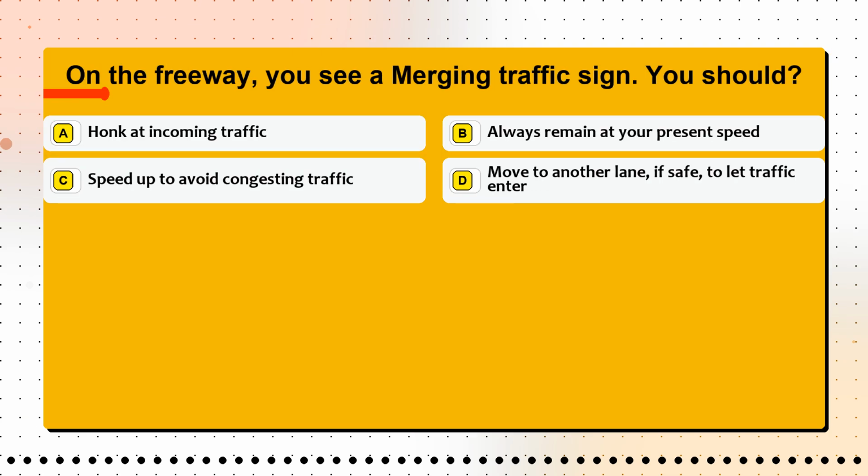Question 84. On the freeway, you see a merging traffic sign. You should? Here are the options. Option A. Honk at incoming traffic. Option B. Always remain at your present speed. Option C. Speed up to avoid congesting traffic. Option D. Move to another lane if safe to let traffic enter.